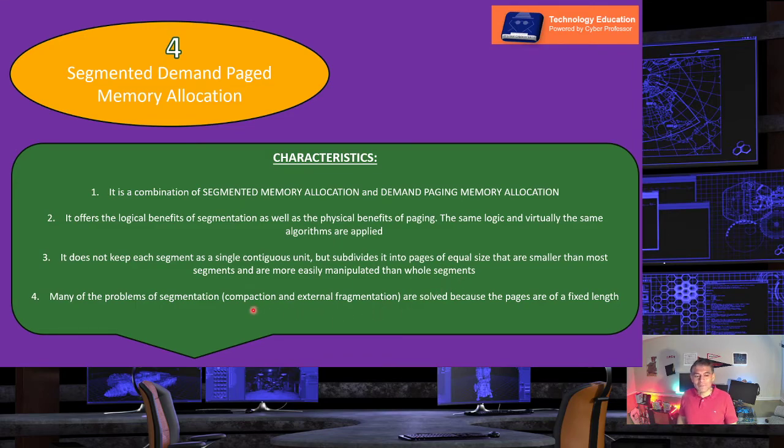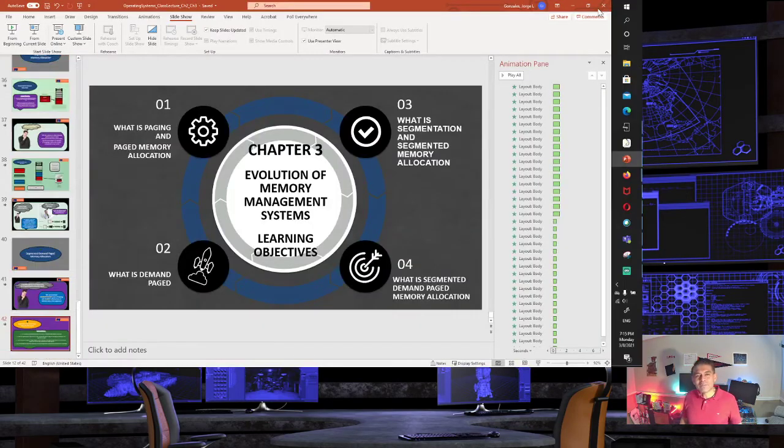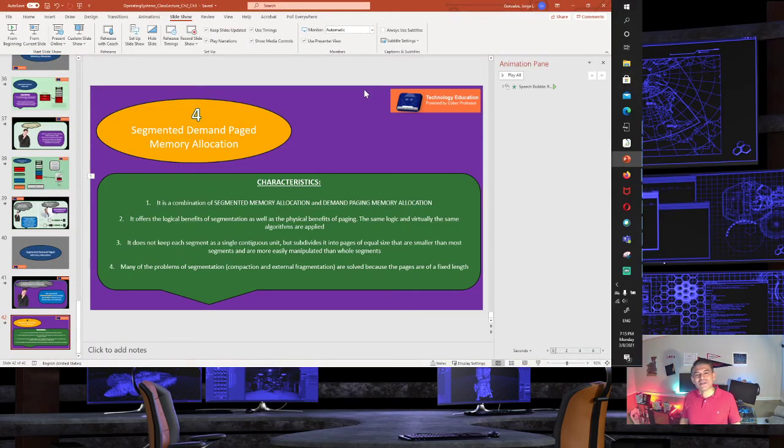Many of the problems of segmentation, by that I mean compaction and external fragmentation, are solved because the pages are of a fixed length. And that concludes our review of the alternative memory management systems that were the subject of our discussion today. And with this, we conclude the memory management section of our course map that we were supposed to complete before we moved into the next section.